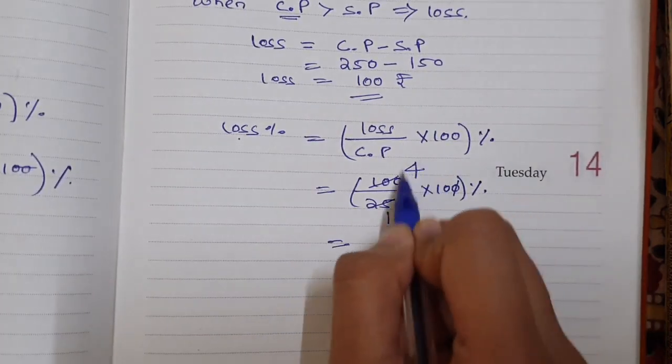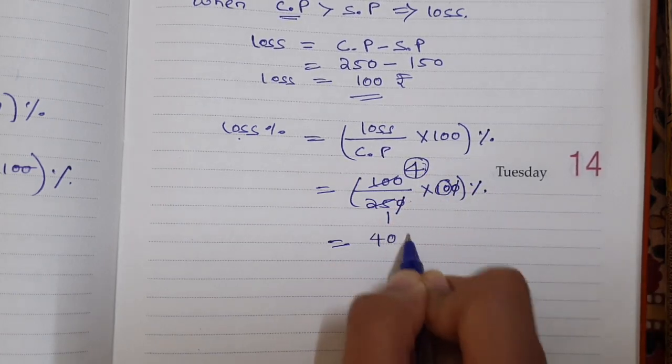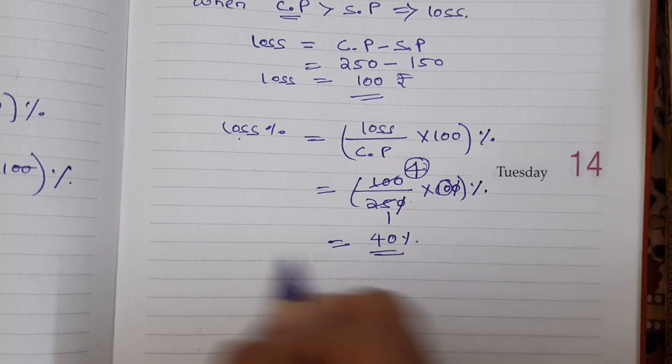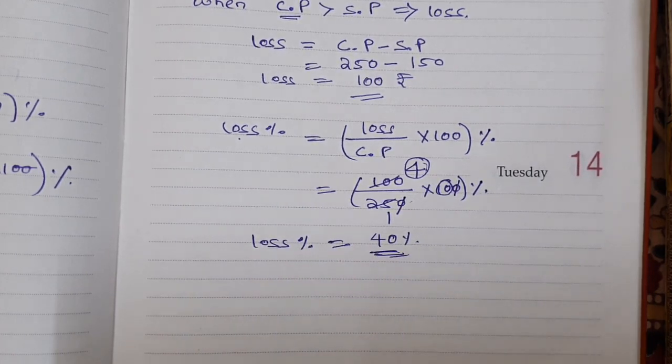Now the final answer is 4 into 10. 4 into 10 is how much? 40%. So the loss percentage is equal to 40%. Shall we move to the next one?